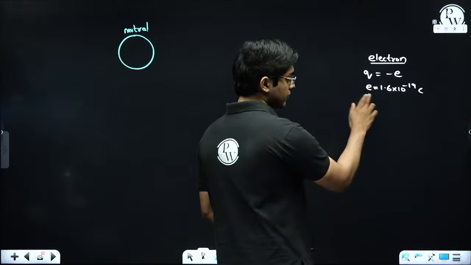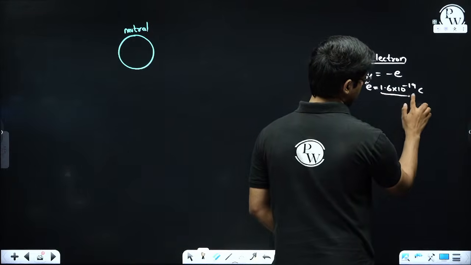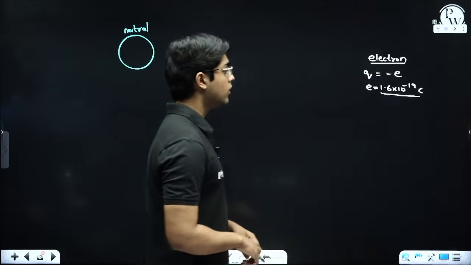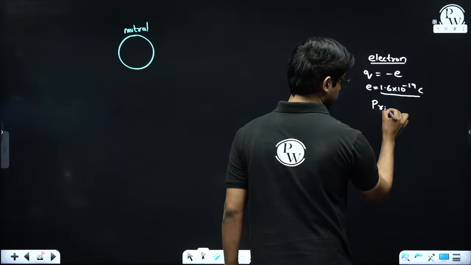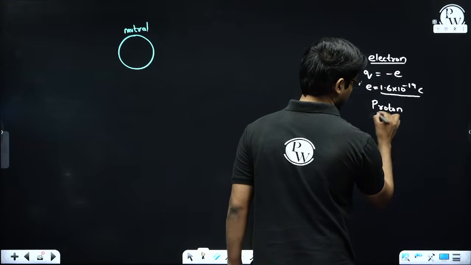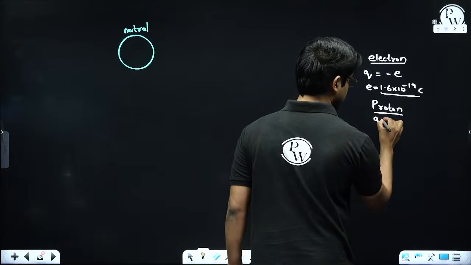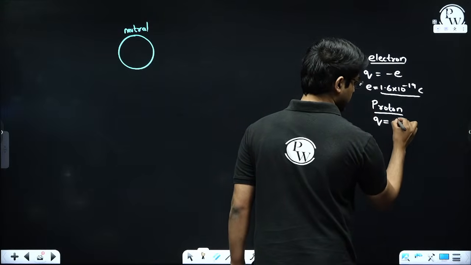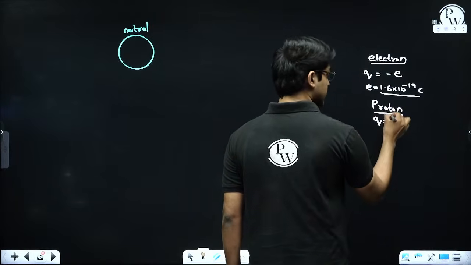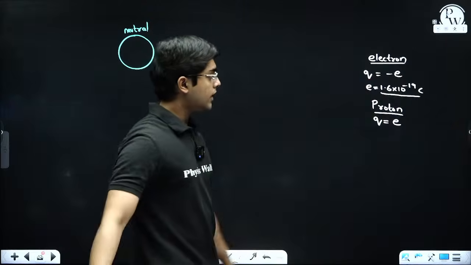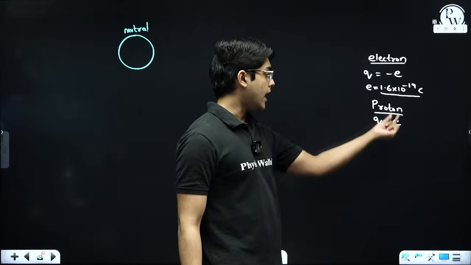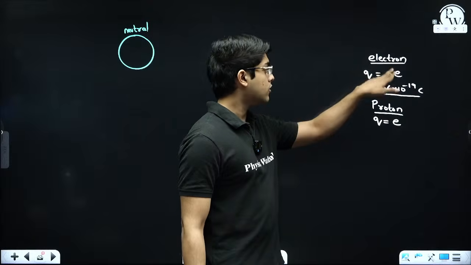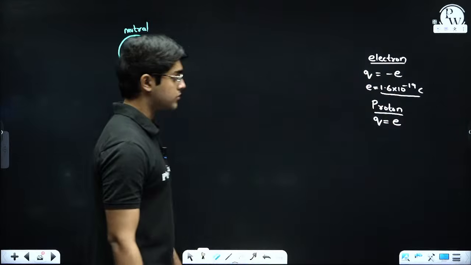And the E's value is also important, 1.6 into 10 raised to minus 19 coulombs. And what about proton? Proton is the opposite of this. It's a positively charged particle. Okay, and its charge is plus E, the same E as the electron. So the electron and proton have equal charges in magnitude, but their sign is different. Electron is negatively charged, proton is positively charged.